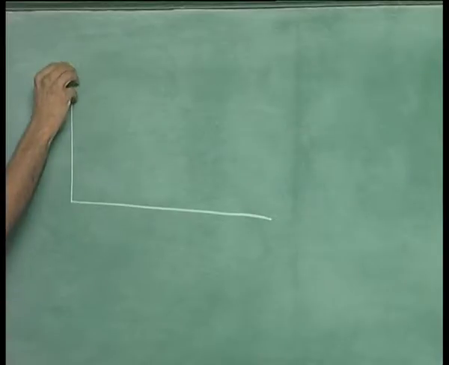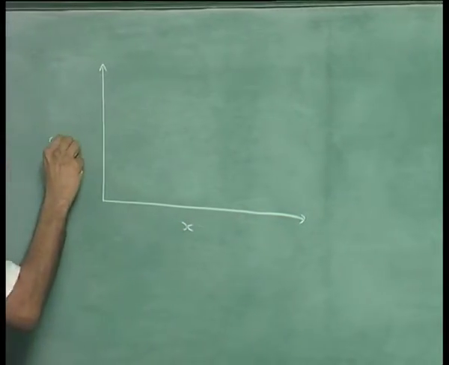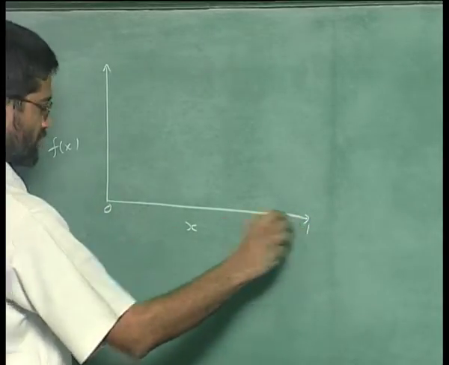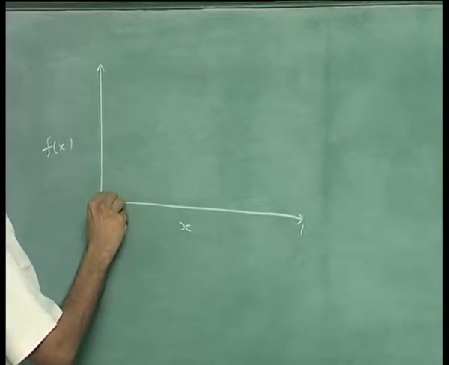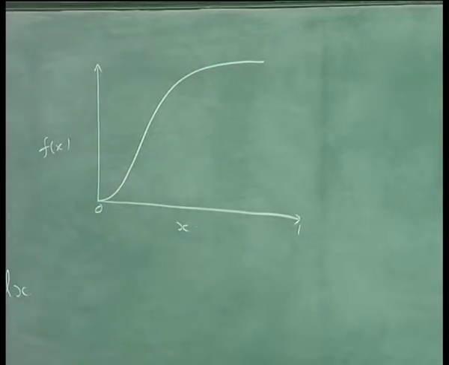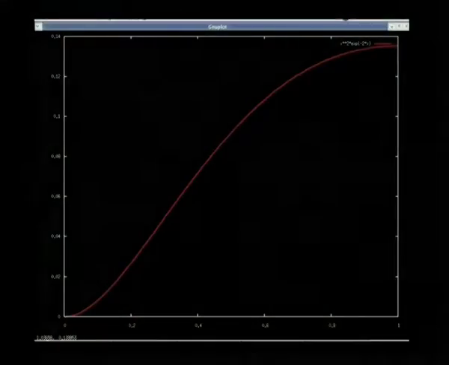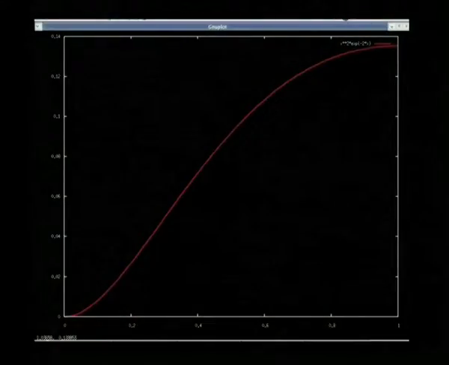Okay, so you have x versus f of x, and we have from 0 to 1, which is the integral, and it goes something like this. Okay, so that's the form of that function, approximately. Now we want to integrate the function from 0 to 1, using one of the methods which we have just seen. So we'll go back to that.